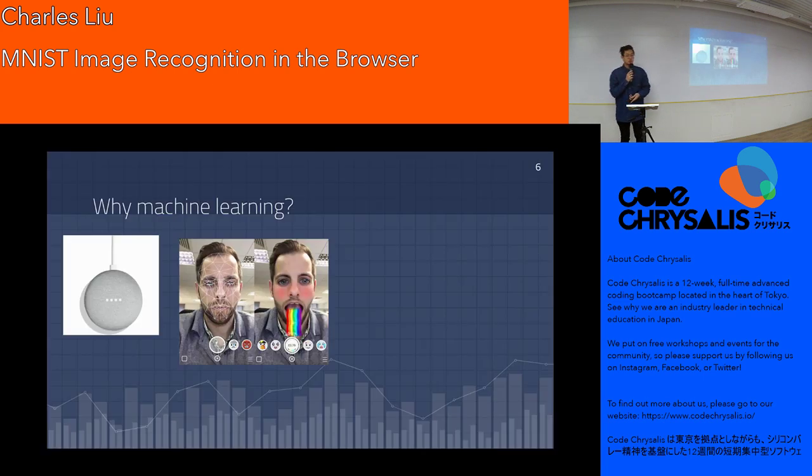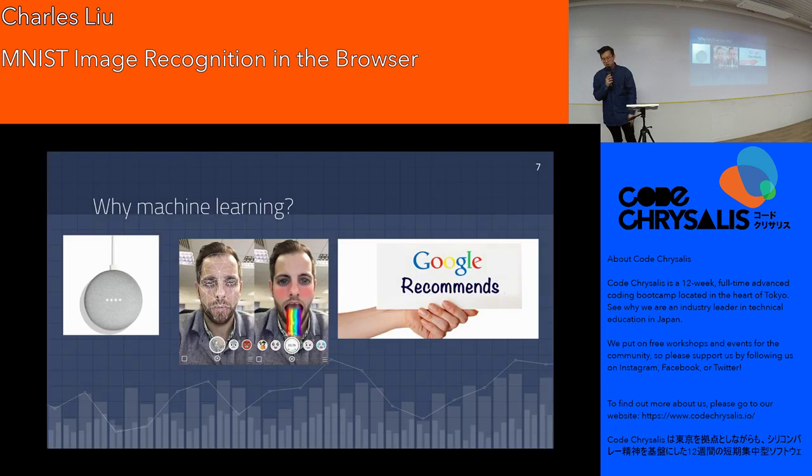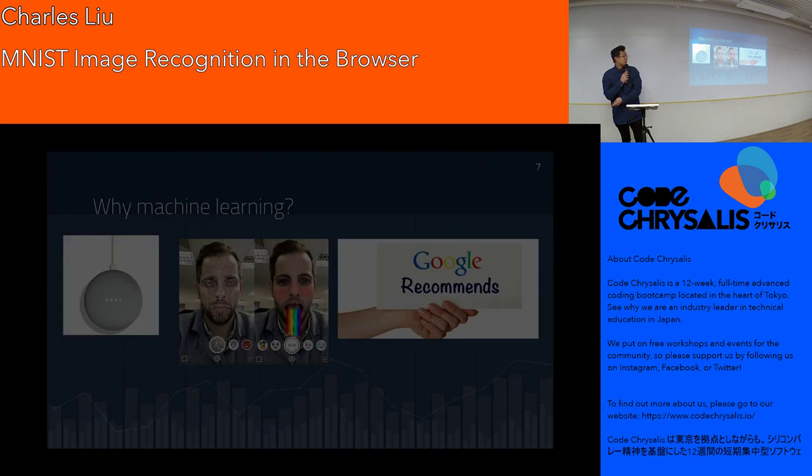Then you have face filters. Everyone likes face filters. I don't know anyone that doesn't. You have facial recognition, and you can put a filter over it. And finally, some people love it, some people hate it. Google recommendations, your Facebook recommendations, your Spotify recommendations. When your aunt finds you on Facebook, it's because Facebook used machine learning to help them.